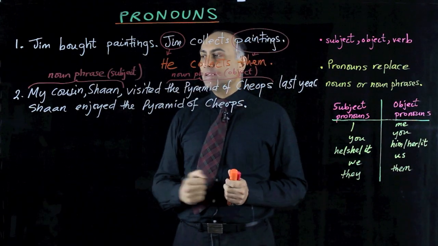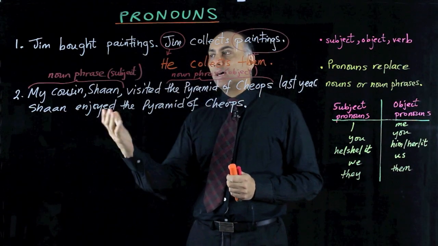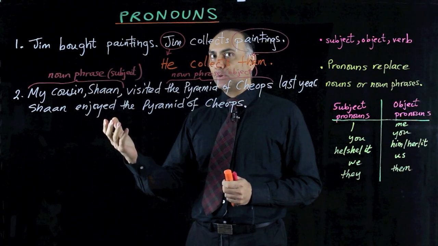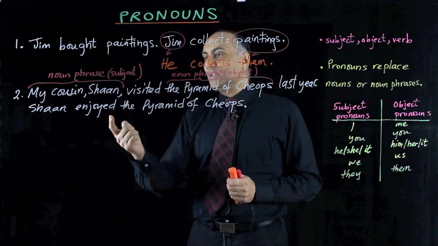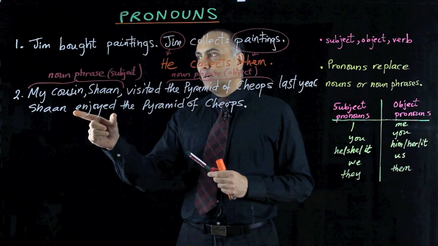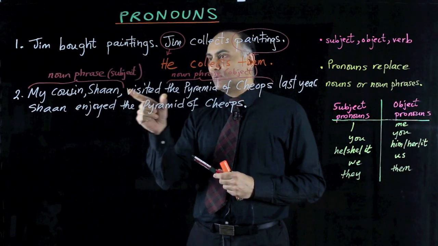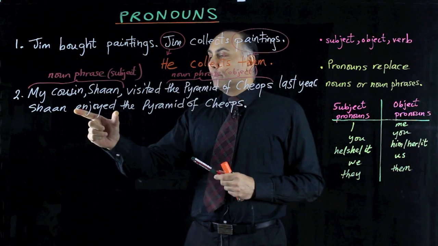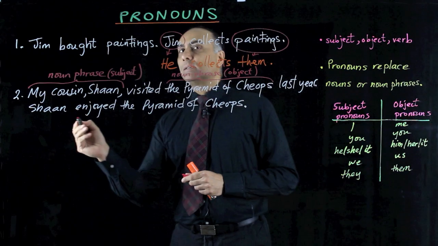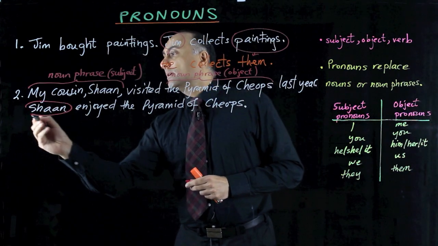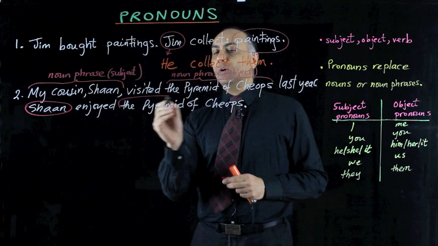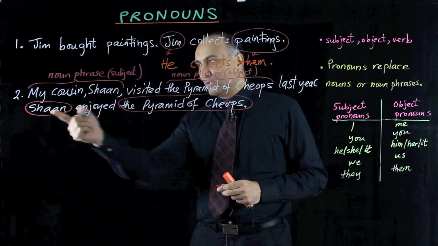In the follow-on sentence, the subject is Shan. Once we've said he's your cousin, you wouldn't normally repeat that same information in a subsequent sentence. So we've just said Shan enjoyed the pyramid of Cheops. We would identify that the verb is enjoyed, previously it was visited, and that the person doing the enjoying is Shan, so that is the subject. Enjoyed is the verb, and the pyramid of Cheops is the object of this sentence.